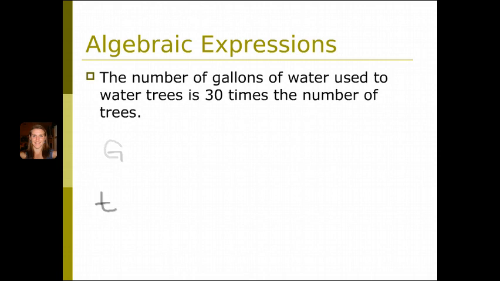So the equation for this says that I'm going to multiply 30 times the number of trees to get my gallons of water. Therefore, G equals 30T. The gallons of water used equals 30 times the number of trees.